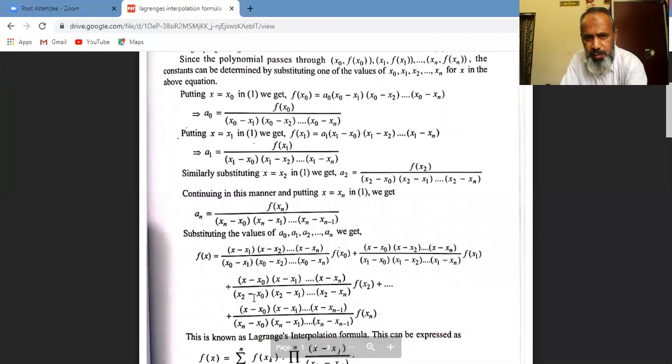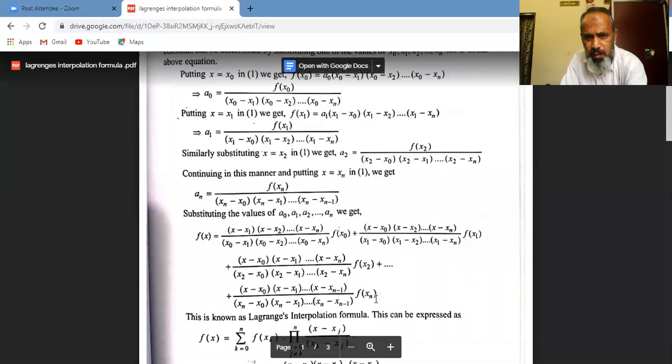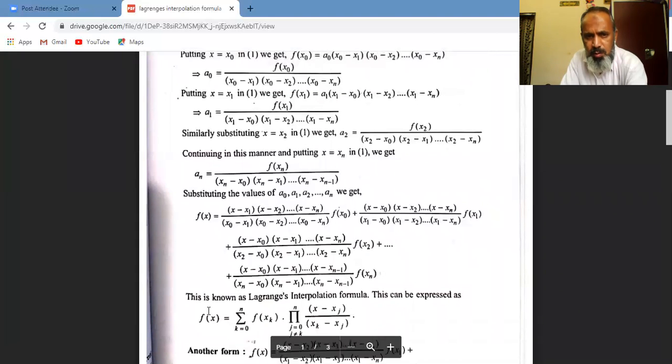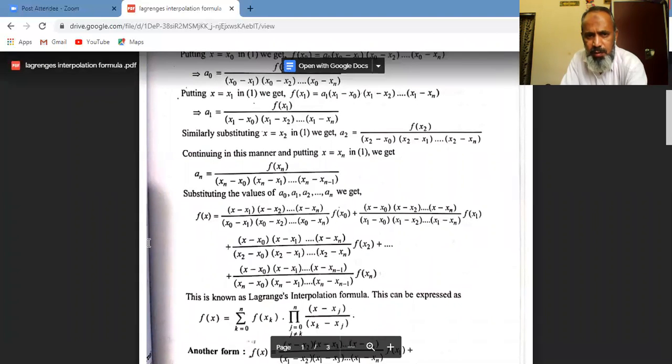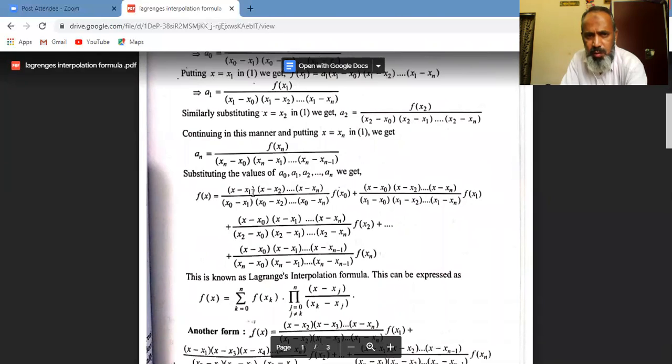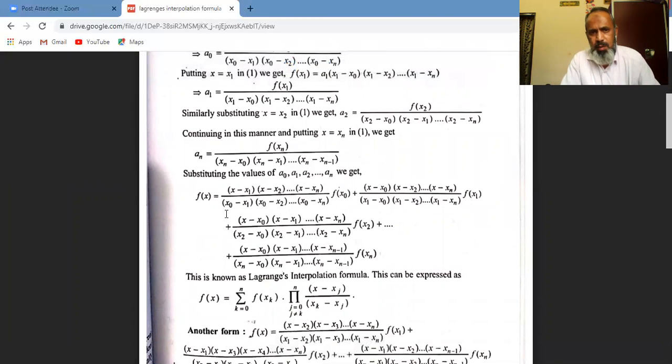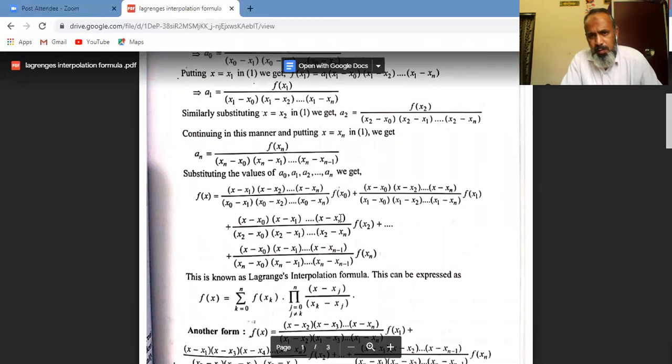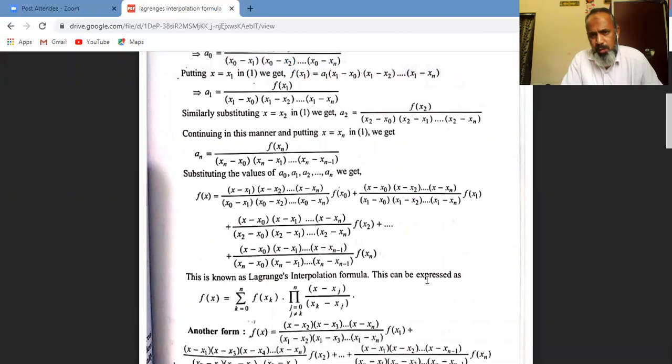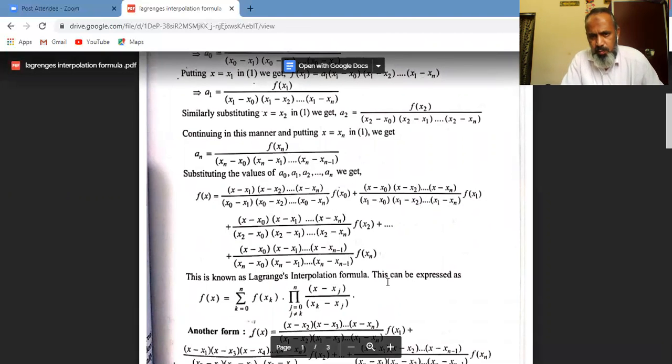This is the value of a2 and this is the value of an. Now, this is the formula: f of x is equal to (x minus x1)(x minus x2)... by (x naught minus x1)(x naught minus x2), etc., into f of x naught, plus (x minus x naught)(x minus x2)... by (x1 minus x naught)(x1 minus x2)... into f of x1, and so on. So this is the formula known as Lagrange's interpolating polynomial or Lagrange's interpolation formula.